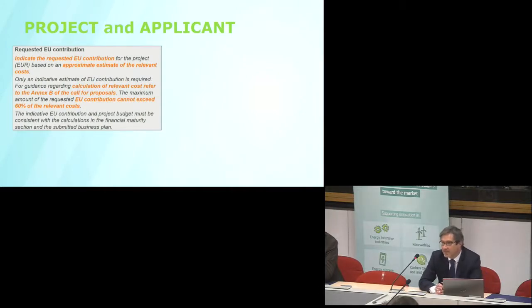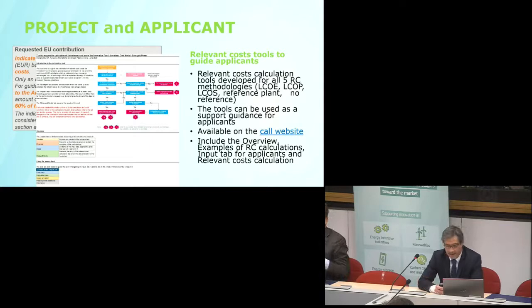Okay. Then in the section related to the EU contribution, in the first stage, this is an indicative number that you will be asked to provide based on approximate calculation estimate of your relevant costs. Please bear in mind that we have produced quite a robust methodology for relevant cost calculation. They are provided in Annex B to the call text. And we have also prepared for applicants to guide them through this process a number of models. So for each of the methodologies to calculate relevant costs, we have prepared a model that is already uploaded on the website.